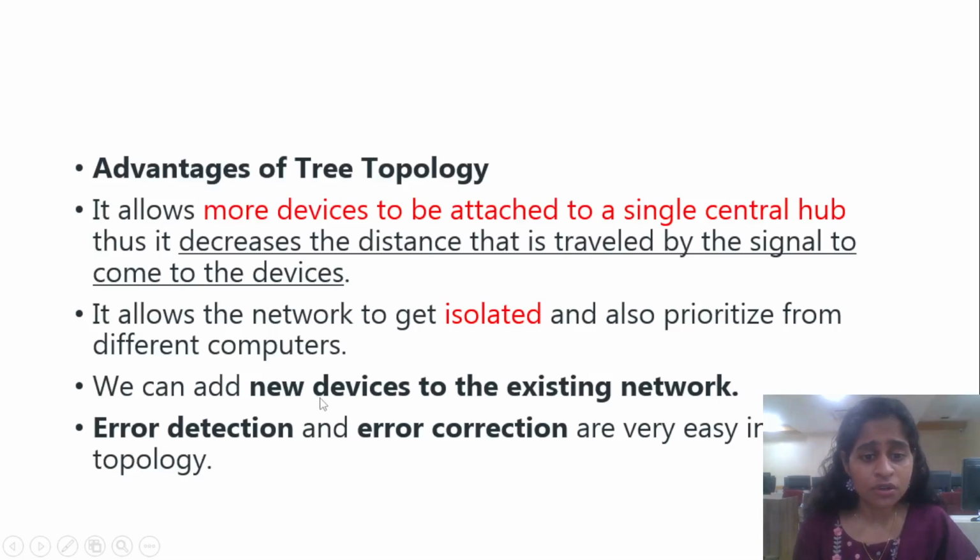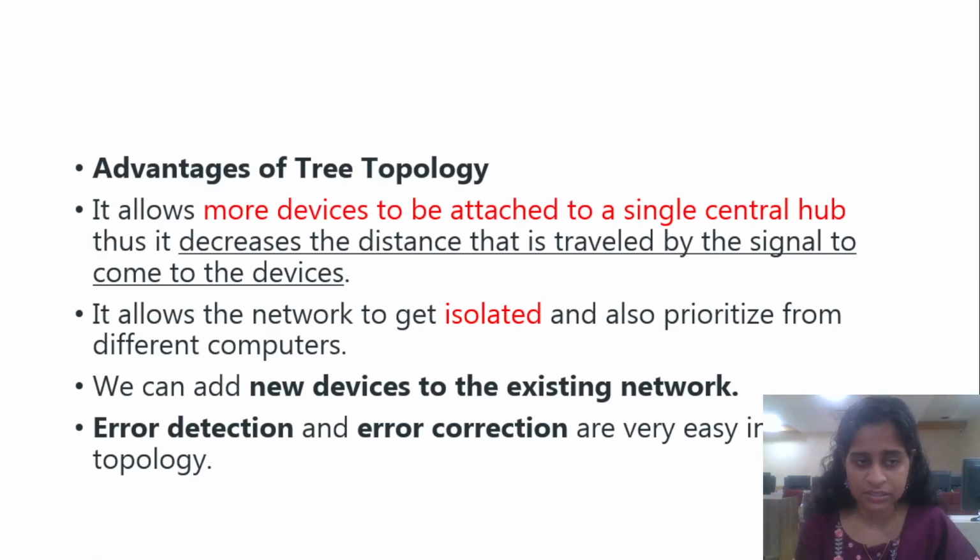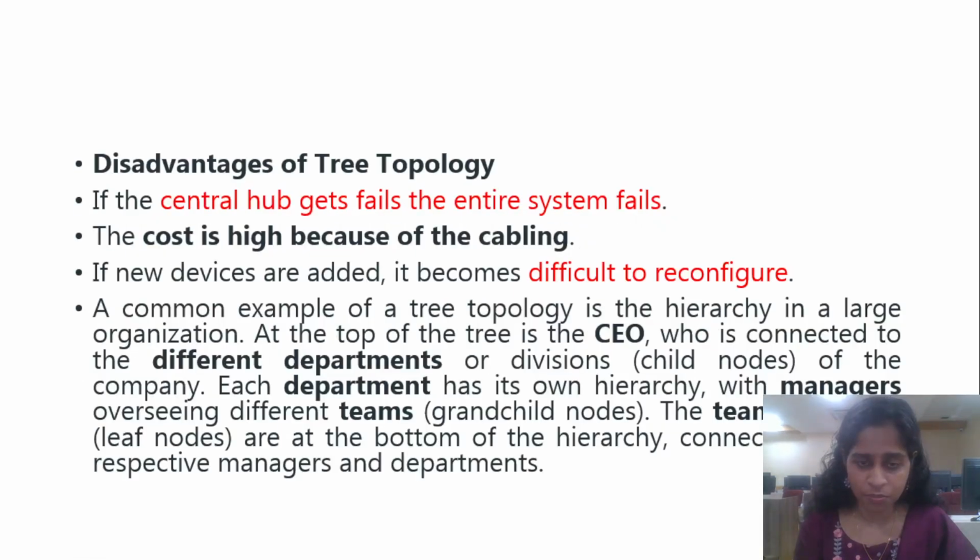We can also add a new device, and error correction and detection is easy. If I want to add one more device, I just need one cable connected to the central hub and I can add the station. So it is very easy to do. That is the advantage of tree topology.